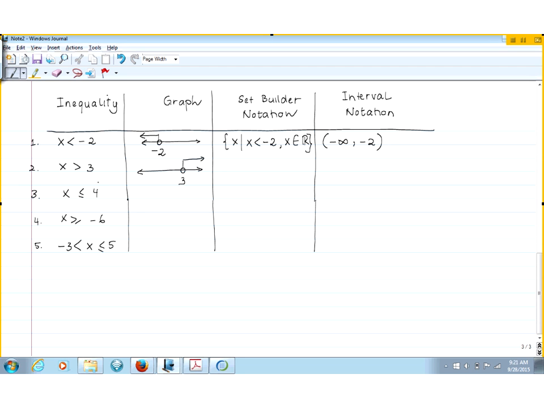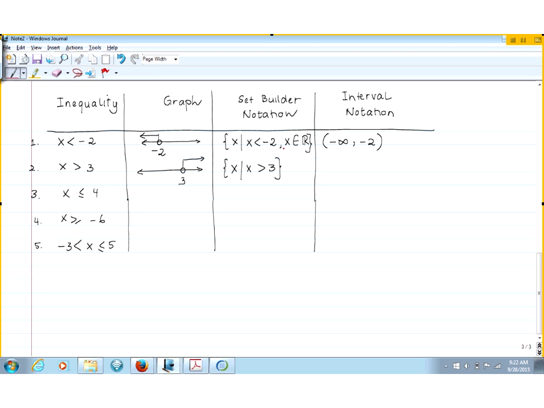Why is it to the right? It's greater than. Not because it's positive, but because it's greater than. So the greater than or the less than will determine where the arrow points. Now write down the set builder. X such that what? X is greater than 3, and you could actually stop here.